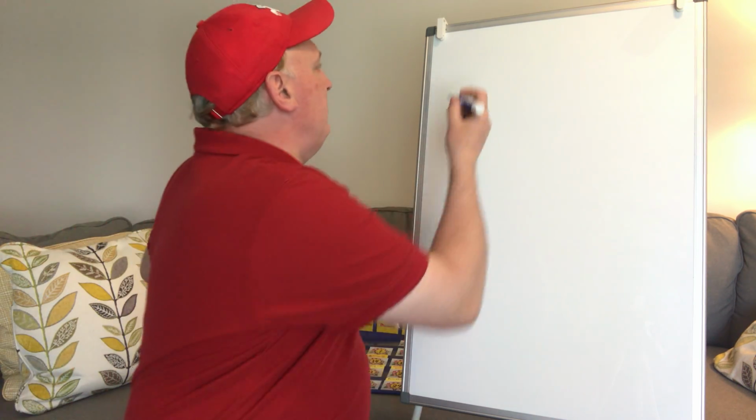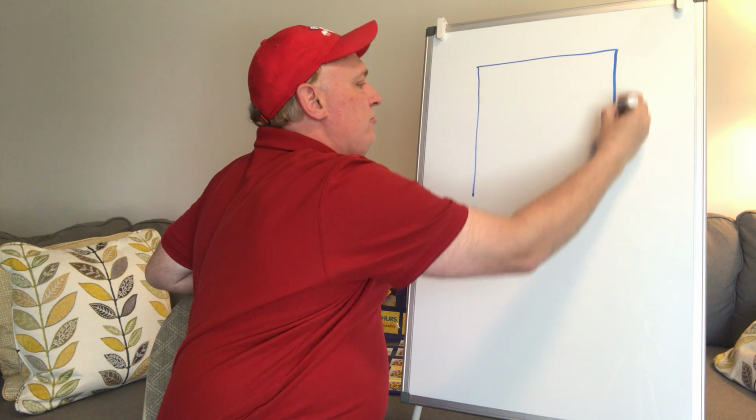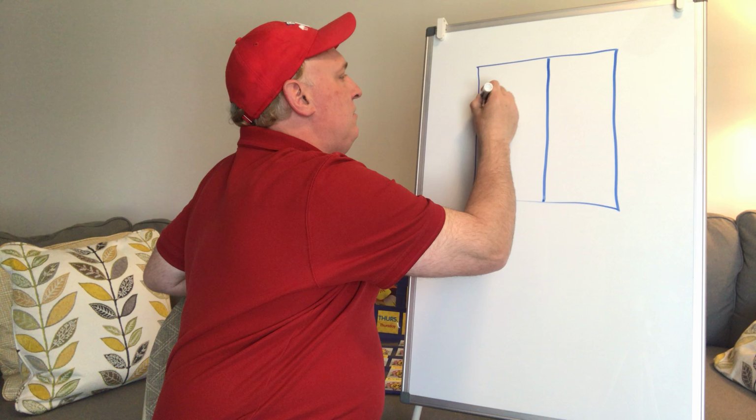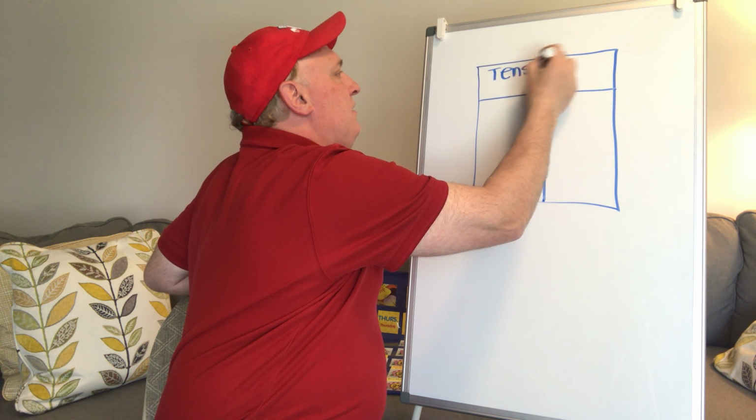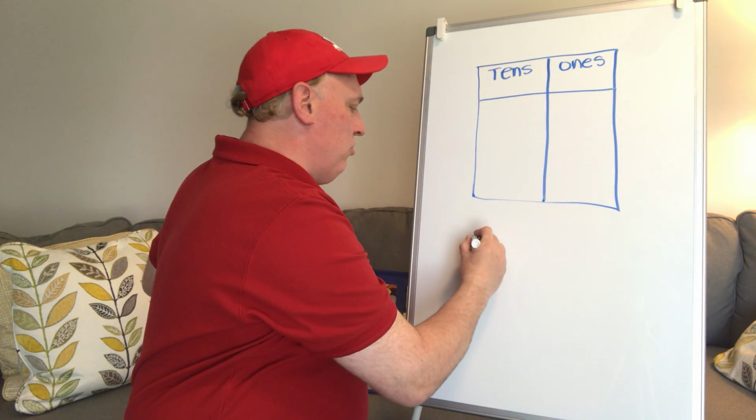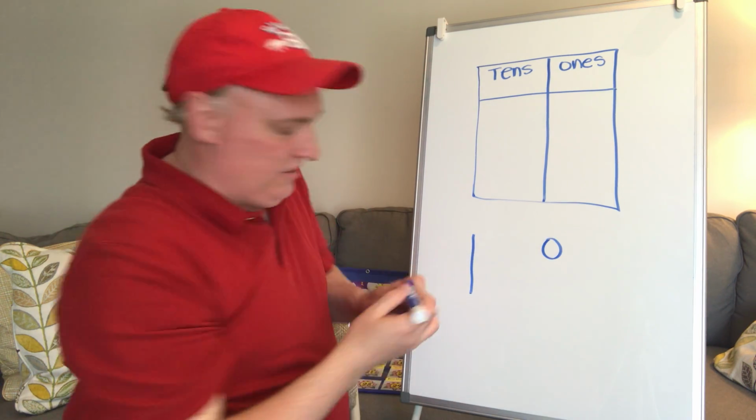Okay, I'm going to clear this board, because today we're going to be looking at our place value charts, and we're going to look at tens and ones. Let me draw a big place value chart. There it is. So we have tens over here and ones over here. And when we draw quick tens, they look like that. And we draw ones, they look like that.